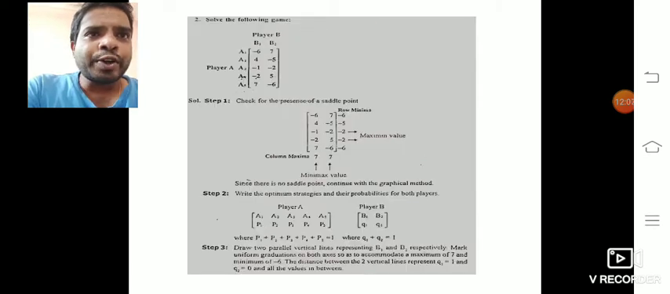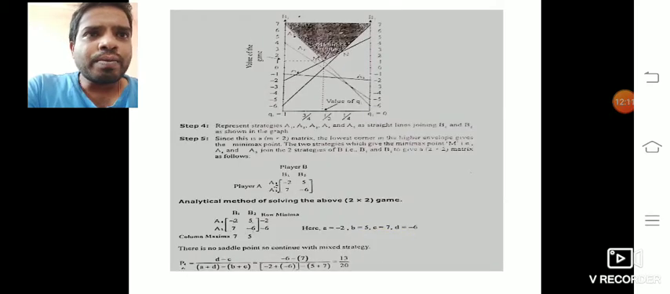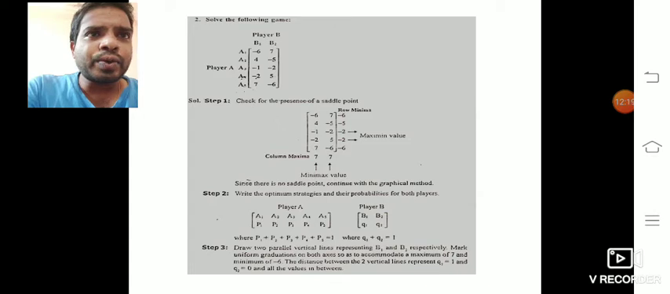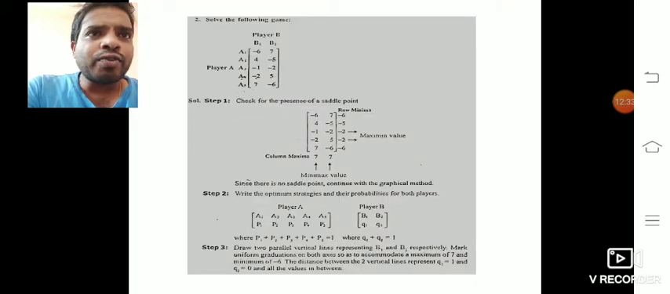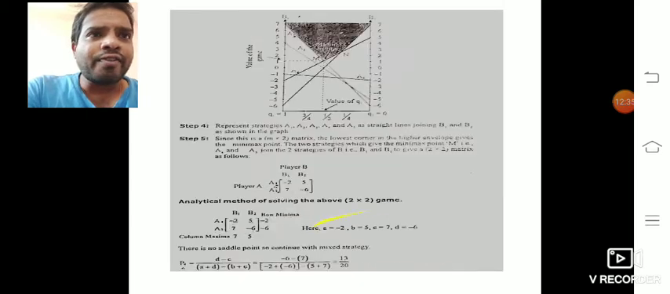Similarly do it for the A2 row. B1 is 4 and B2 is -5. Just mark the point 4 on the B1 vertical line, and next B2 is -5, point out -5 on the B2 vertical line, join those 2 points, and name that line the A2 line. Similarly do it for A3, A4, A5.